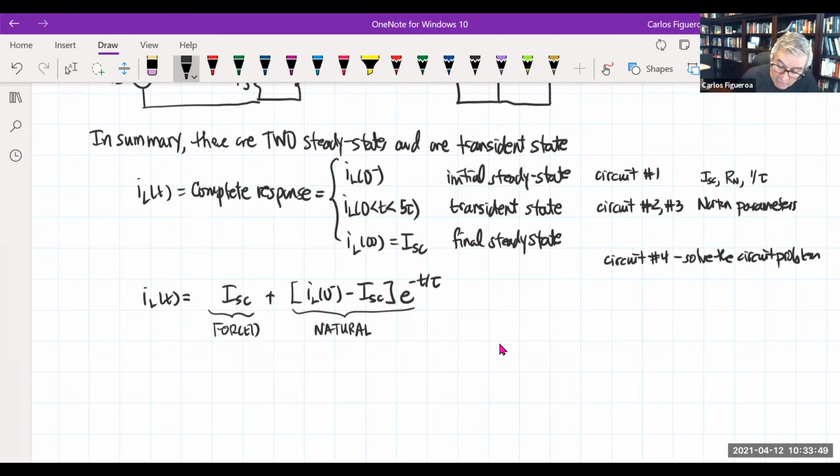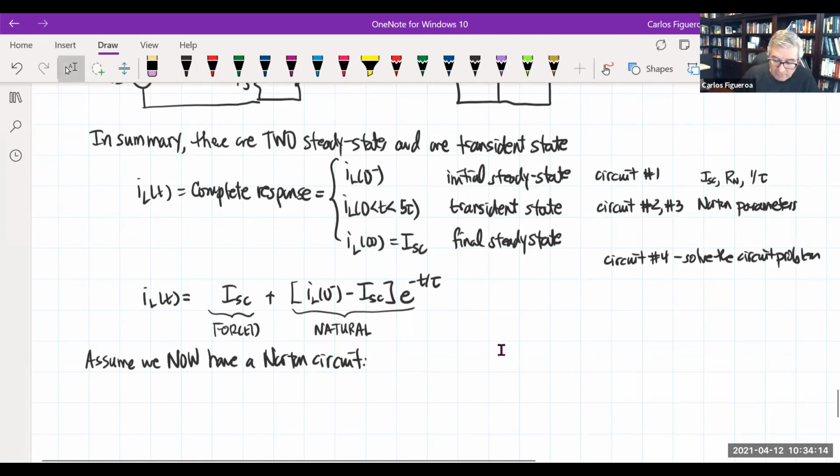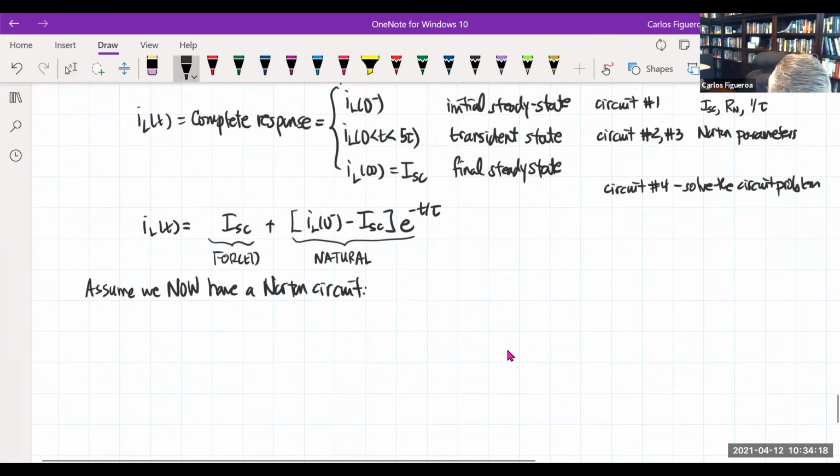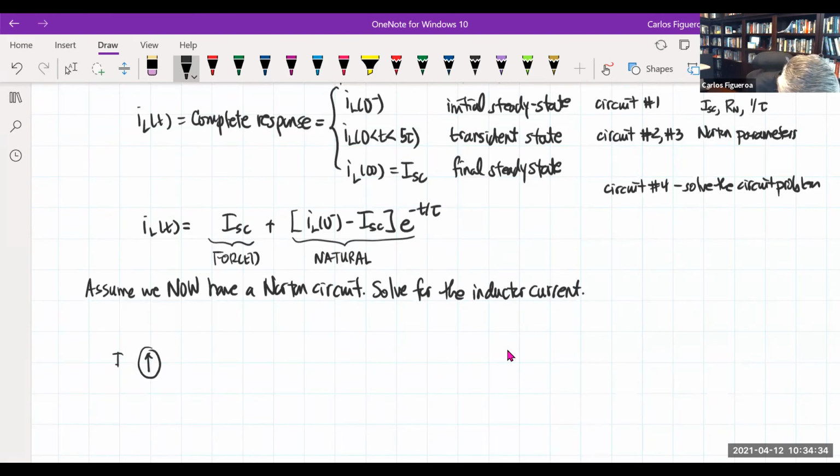So what we're going to do here is assume that we have all of this. That means we now have a Norton circuit. I calculated I short circuit, I calculated Rn, I calculated 1 over tau. And so here's what I find. Now I'm going to solve for the inductor current. So here's my circuit now. I have a Norton resistance, and I have my inductor. And my whole goal is to calculate this current right here.